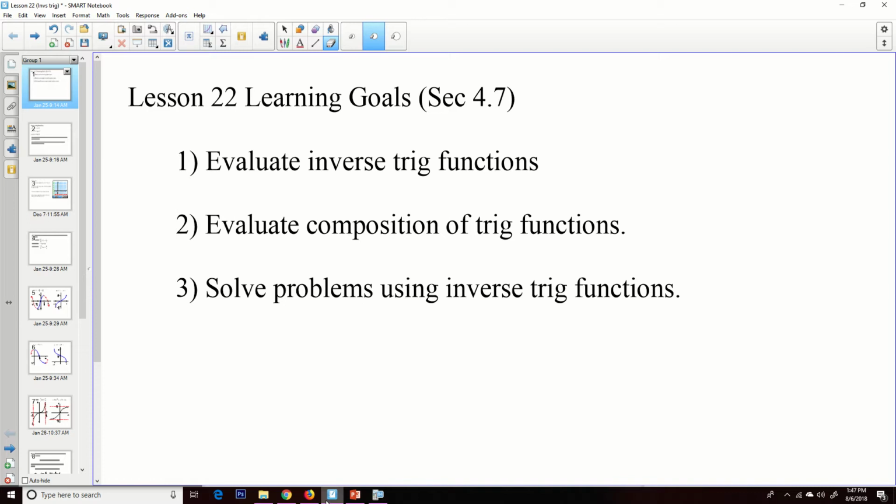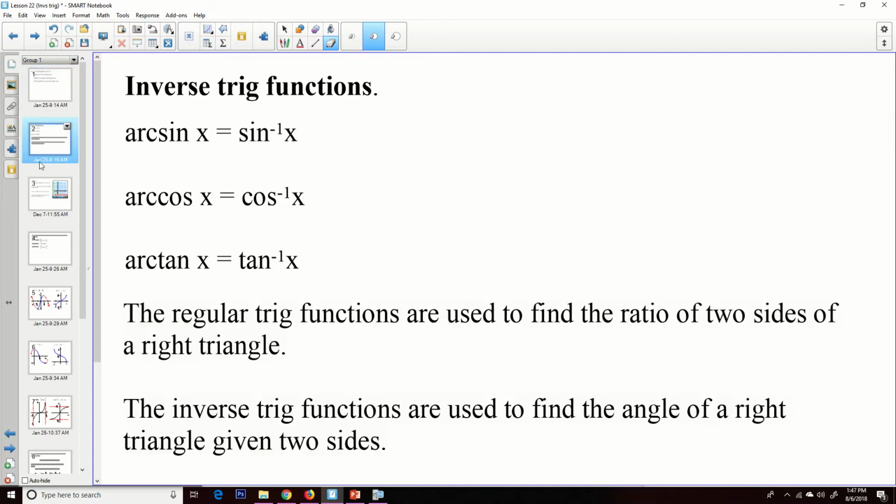We have these new functions called trig functions, and they are operations unto their own. And so what we want to be able to have is a way to inverse that operation. And so what are those things, and what they do is this. First, the inverse trig functions are arcsine, arccosine, and arctangent.